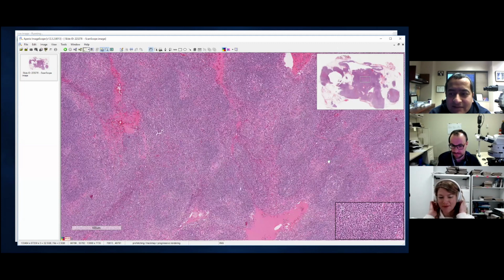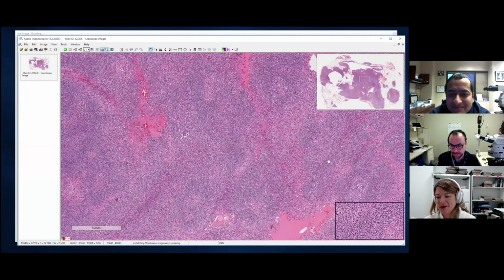Because there are so many pitfalls in the mediastinum, both between low grade as well as high grade or more immature cells. It's kind of bizarre how you can have such a range of mimickers.